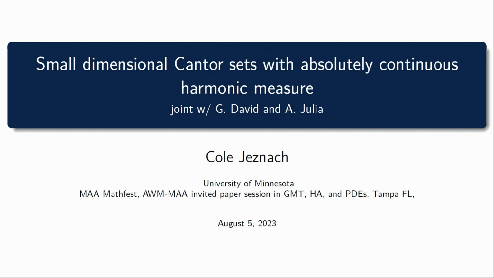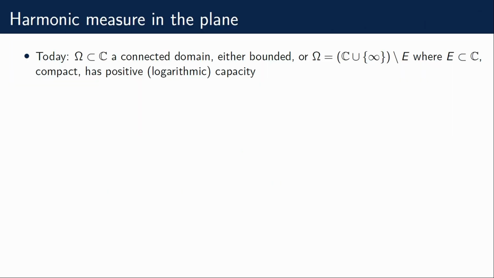So yeah, this is a joint work with Guy David and Antoine Julia. I'll talk mostly about some literature and then state one result and most likely not talk about the proof, but feel free to interrupt and ask questions. Okay, so for the next 20 minutes, omega is an open set in the complex plane, connected and usually either bounded or it'll be the complement of a compact set E. And in that case, we think of it as a subset that has the point at infinity.